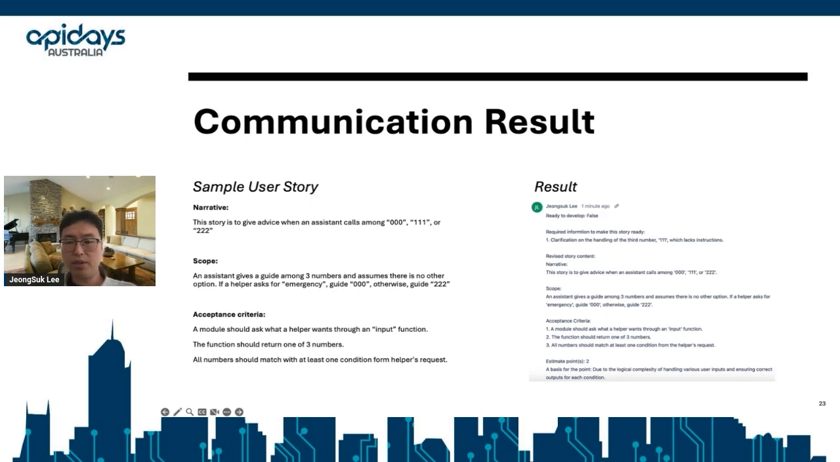This is a sample communication result. I tried to write a user story with Gherkin syntax, but I intentionally missed one logical condition in the scope. Then the result shows that readiness is false due to a missing explanation for condition 111. This is what I expect from OpenAI.